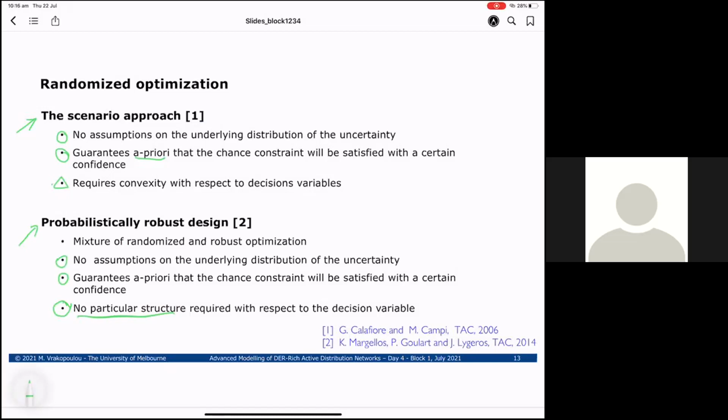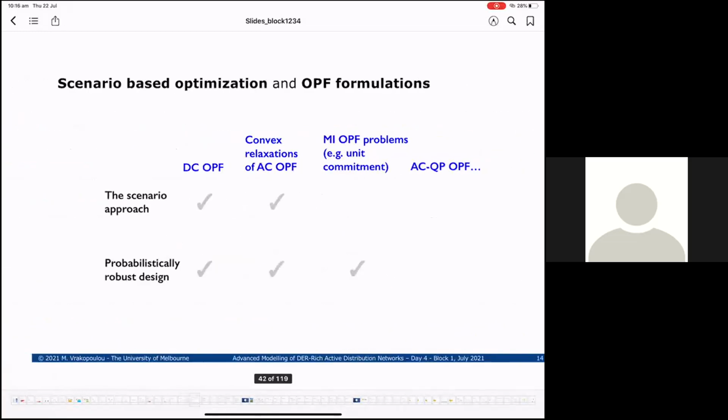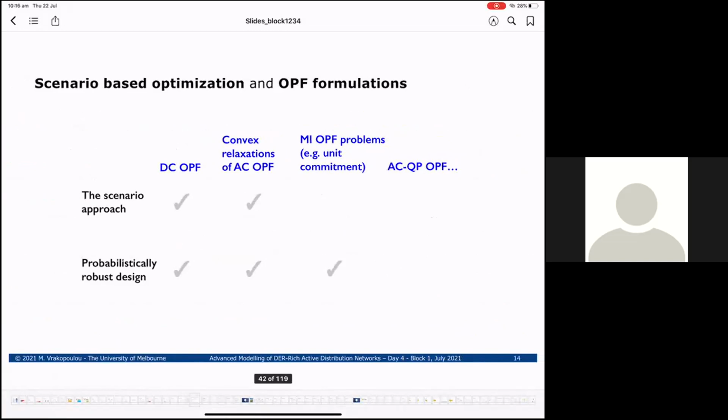Theoretically, this is something strong. Practically, given the fact that, as I will show you later, you are relying on a robust problem in the end, it is not giving us very good outcomes for non-convex problems, because you cannot really solve the robust problem easily in the end.